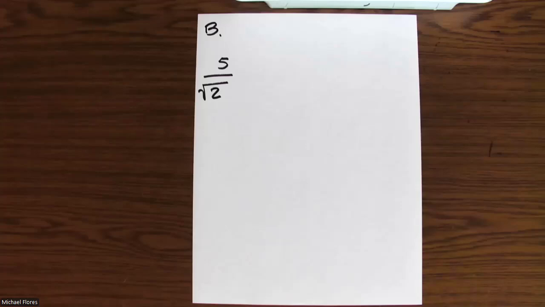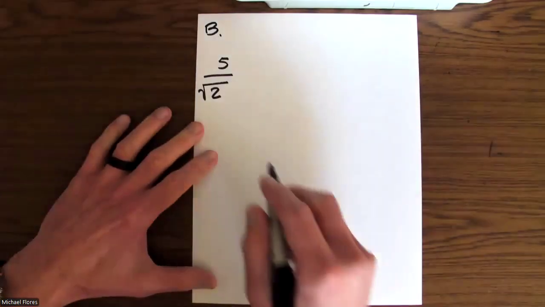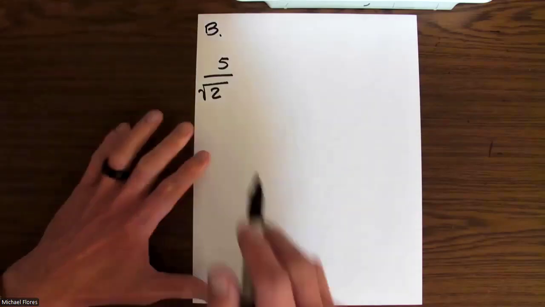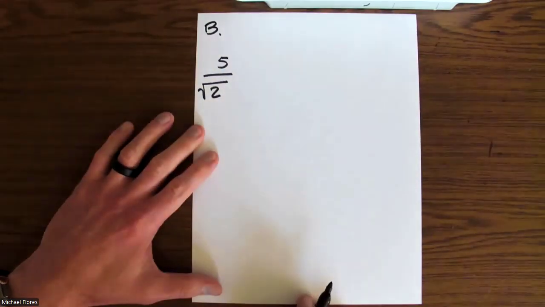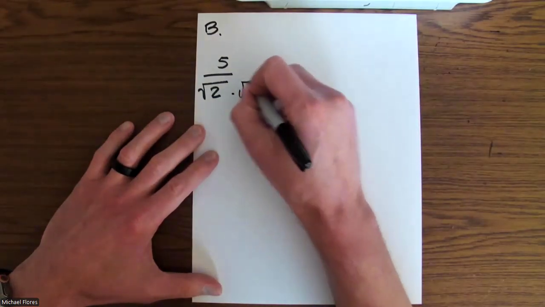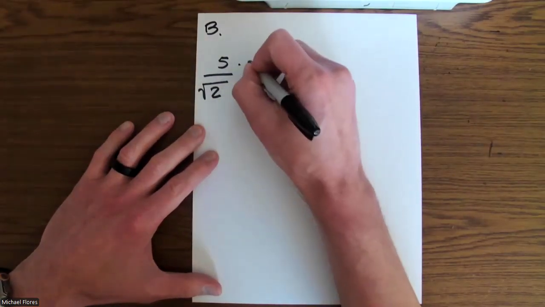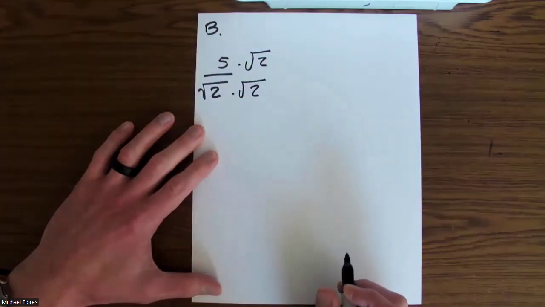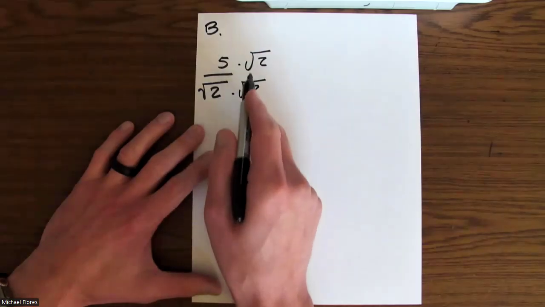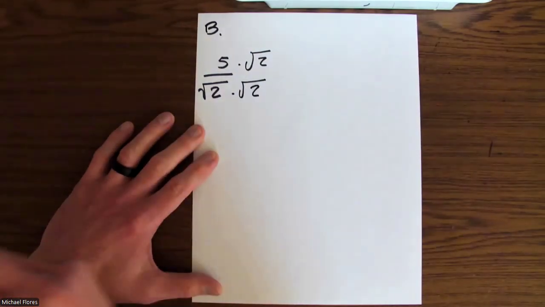I'm about to do example B for you here. 5 over square root 2. Now, what we're going to be doing is what is known as rationalizing the denominator. We do not want square roots in our denominator. So in order to fix this example, we're just going to multiply the top and bottom of our fraction by root 2. It's pretty simple. Whatever square root's in the denominator, just multiply the numerator and denominator by that exact same square root.